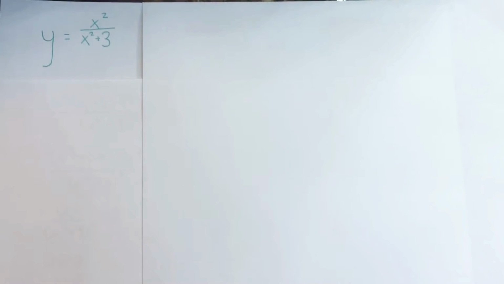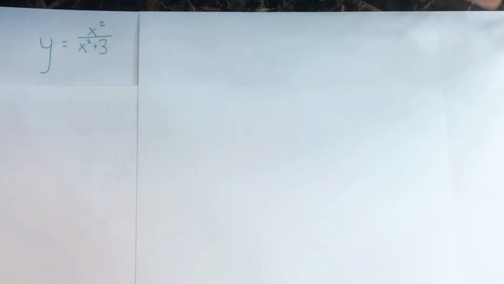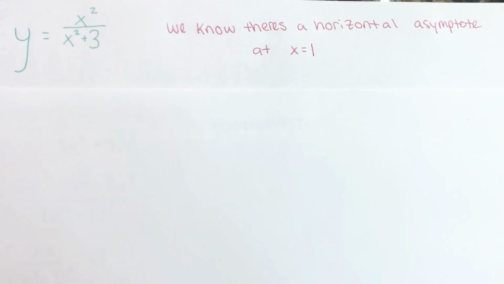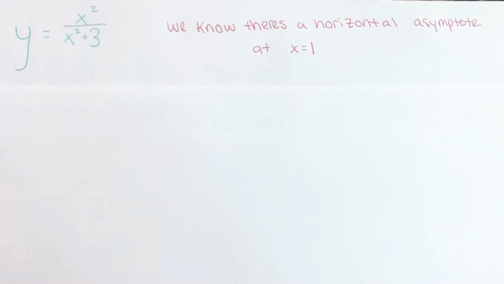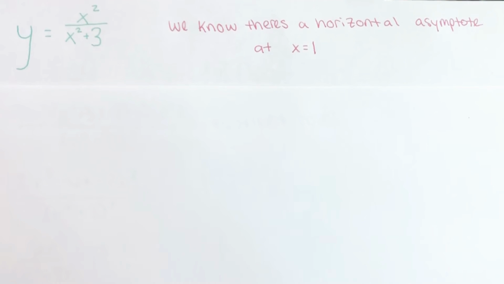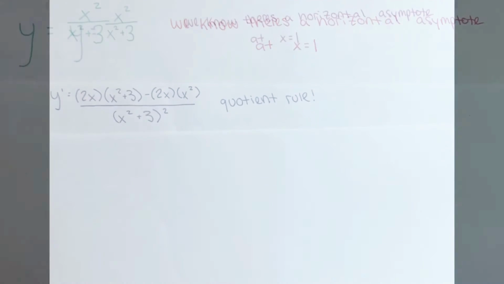To start off this math journey, our original equation is y equals x squared over x squared plus 3. We know there's a horizontal asymptote because the numerator's degree equals the denominator's degree, so the leading coefficient of the numerator over the leading coefficient of the denominator equals 1.